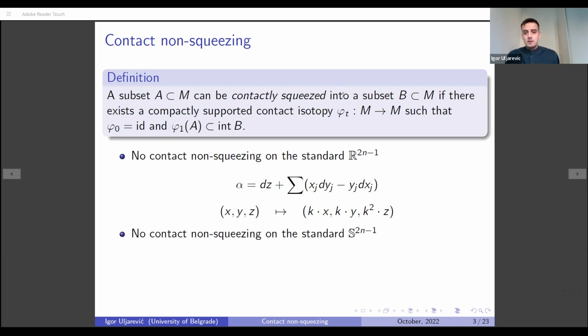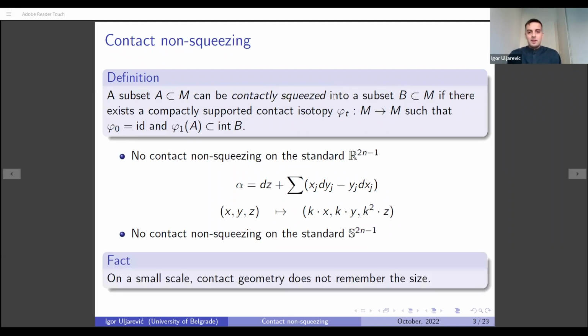Since the standard contact sphere without a point is contactomorphic to R^{2n-1}, this implies that there is also no non-trivial contact non-squeezing on the standard sphere. And moreover, since any contact manifold locally looks like an open subset of R^{2n-1}, this means that there is no non-trivial contact non-squeezing on any open subset of any contact manifold locally. In other words, on a small scale, contact geometry does not remember the size.